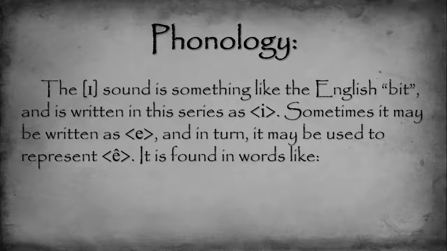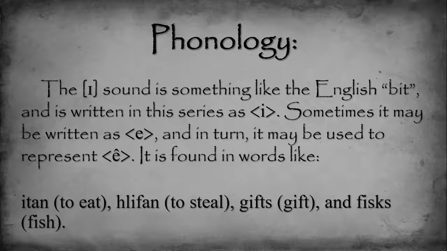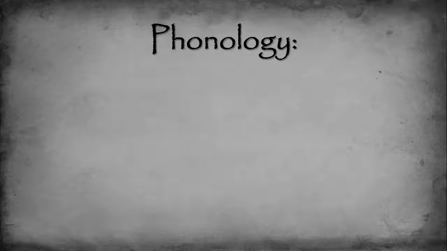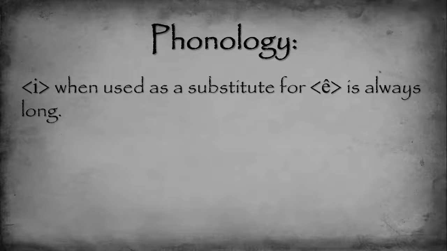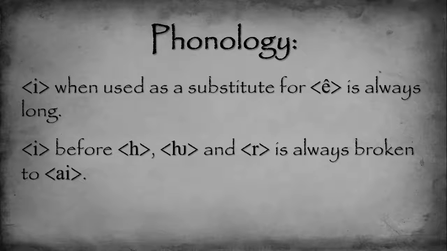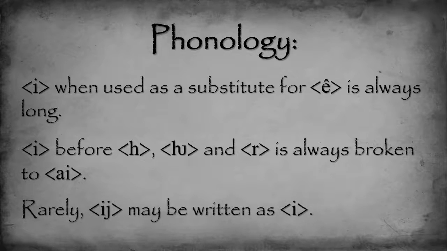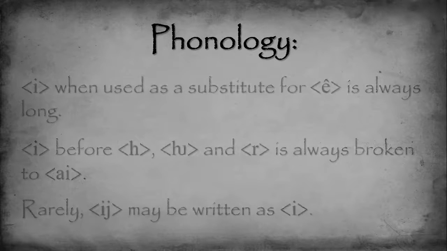The short I sound is something like the English bit, and is written in this series as simply I. Sometimes it may be written as E, and in turn it may be used to represent long E. It's found in words like itan, meaning to eat, hlifan, meaning to steal, gifts, meaning gift, and fisks, meaning fish. Short I, when used as a substitute for long E, is always long. I before H, hw, or R is always broken to AI. Rarely, IJ may be written as I.